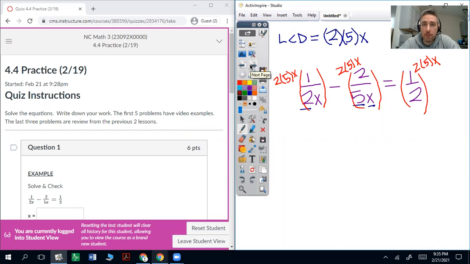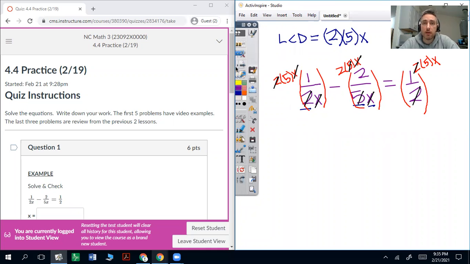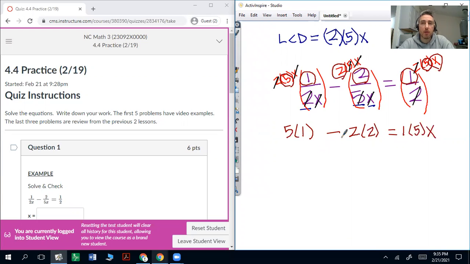What you do from there is you cancel out what is in common from the least common denominator and what is left over in the denominator. So you see this 2 and x can cross out the 2 and x down at the bottom. The 5 and x here can cross out the 5 and x, and the 2 can cross out, leaving you with the 5 and the 1 minus the 2 and the 2. Those are multiplied, by the way.